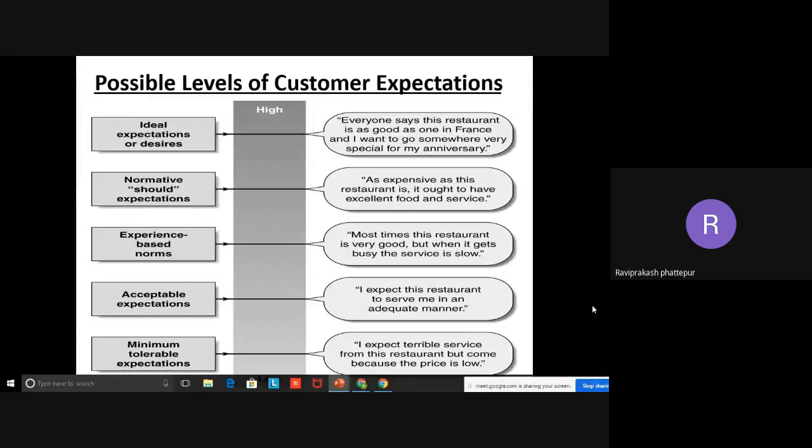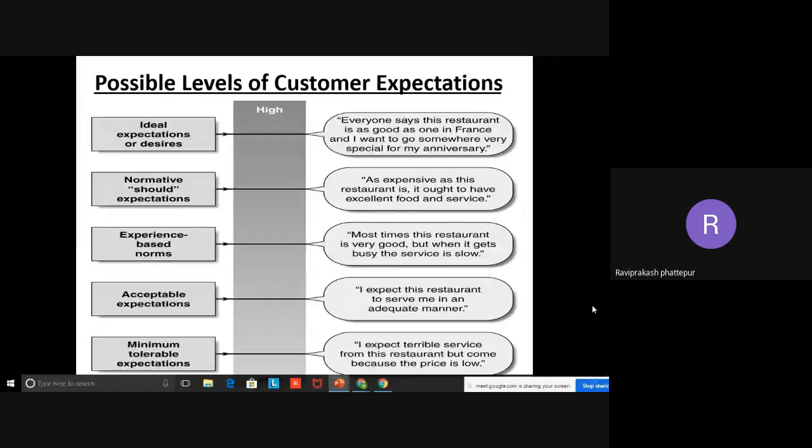So I'll just read it again. As expensive as this restaurant is, it ought to have excellent food and service. That means they should not delay, they should ask for your preferences, they should ask whether you need it spicy, medium, or low, what is the quantity that you require. In many places, they do, they'll ask what quantity you require, how much are you going to eat. Whether it should be very hot, it should be medium, differs from person to person. And the next one is ideal expectations or desires. So this is ideal.